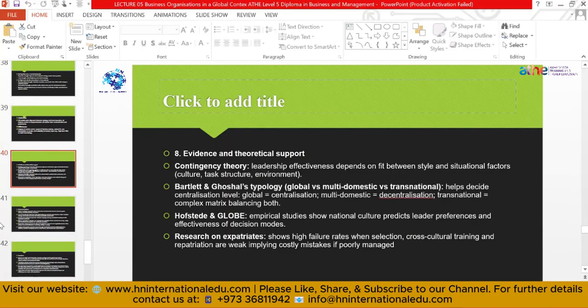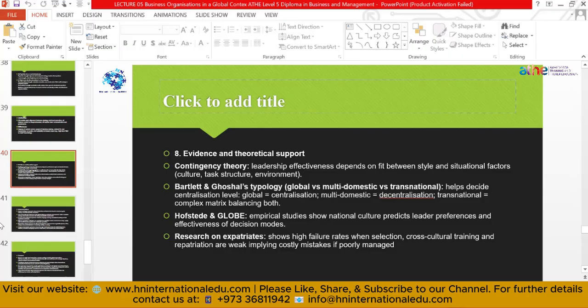Then coming towards the evidence and theoretical support, the last part of your evaluation command verb. Contingency theory: leadership effectiveness depends on fit between the style and situational factors, culture, task, environment. According to the scenario, you opt for the leadership styles.